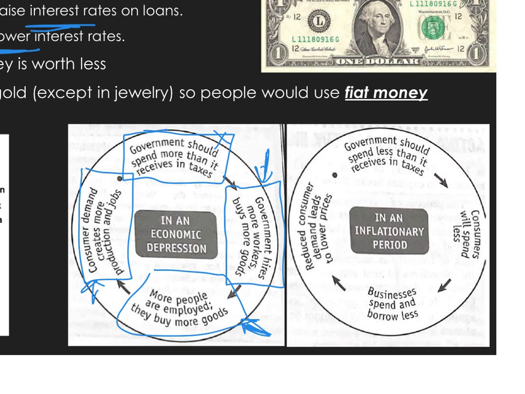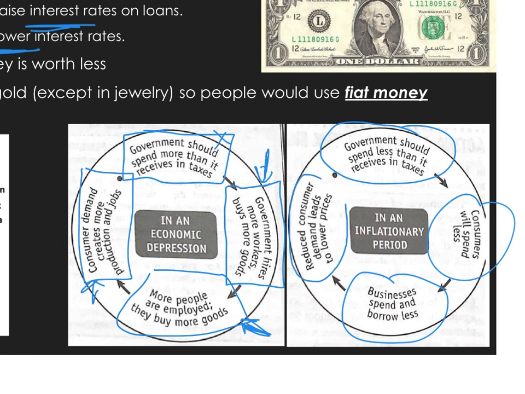During an inflationary period, the government should spend less than it receives in taxes. The consumers should spend less, right? If you've got too much money, the government should hire fewer people. Consumers spend less. Businesses spend and borrow less. And you reduce consumers' demand, and it leads to lower prices.